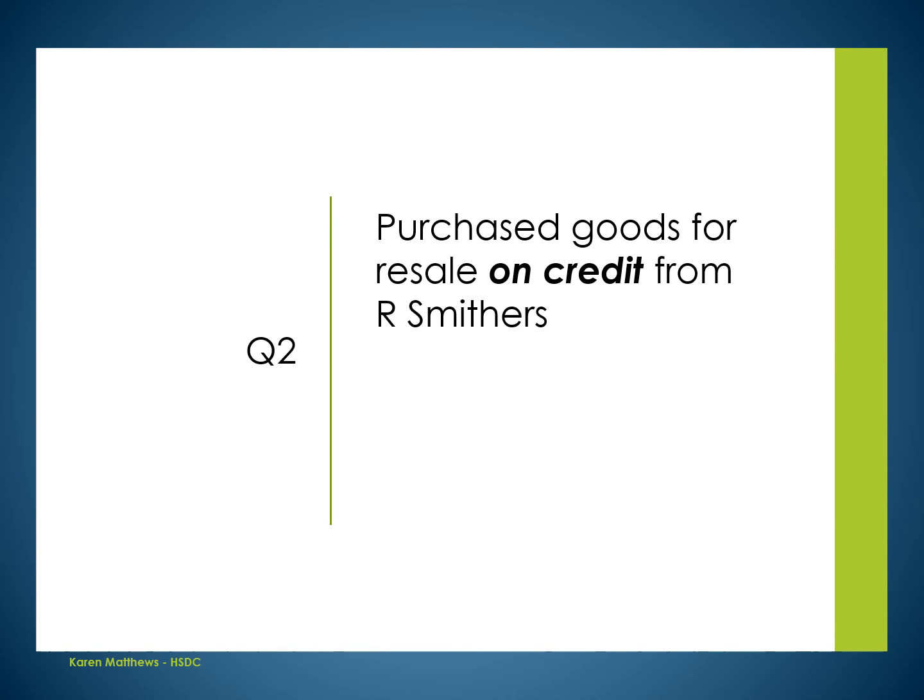Okay, question 2. This time we've purchased goods for resale on credit from R. Smithers. So R. Smithers is going to be one of our trade payables. No cash has changed hands, so there's nothing to do with the bank or the cash account this time, but we do know that purchases are a type of expense. So if we've purchased goods, then purchases is involved. We go back to the DEAD CLIC, purchases is a type of expense, so we're going to be debiting purchases and crediting R. Smithers, which is a liability, trade payables.